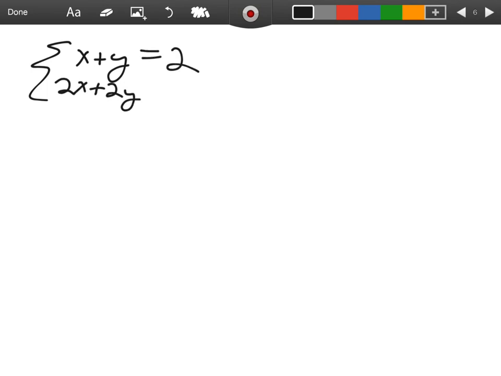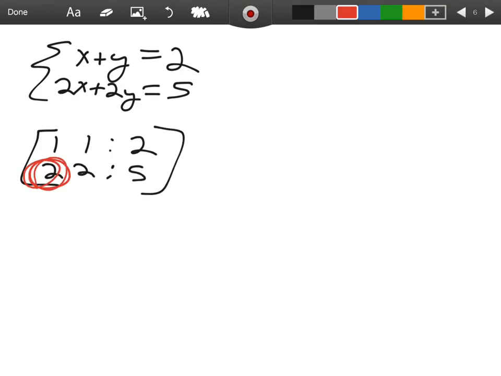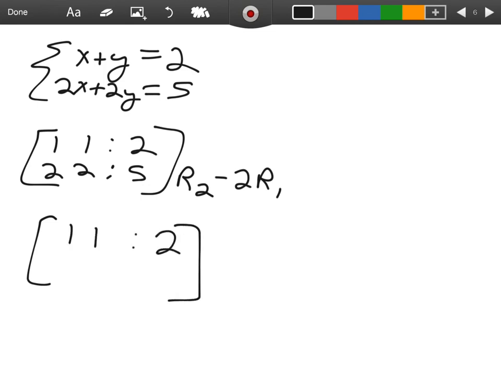Last example we're going to do here. Say I have x plus y equals 2, 2x plus 2y is equal to 5. If I put it in a matrix, I get 1, 1, 2, and 2, 2, 5. Now, right here, I want a 0 in that position. So let's say I take row 2 and subtract 2 times row 1. Top row stays the same, second row becomes 0, 0, and then we have 5 minus 4, which is 1.